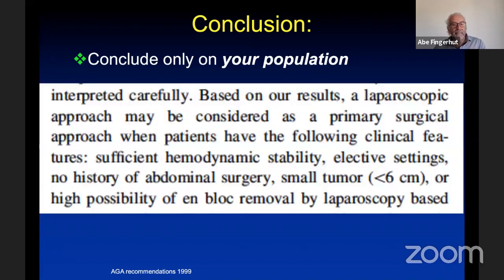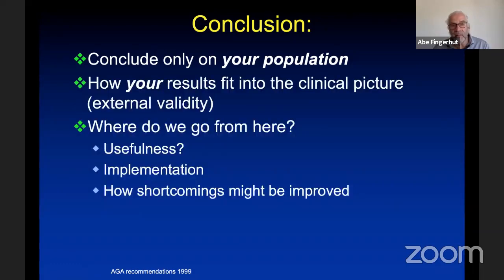Based on our results, how do your results relate to what we call external validity? Can what I have found in my study here in Paris or in Moscow, can I apply it if I'm a reader in Shanghai or in Pakistan or in the United States? Where do we go from here? Is it useful?